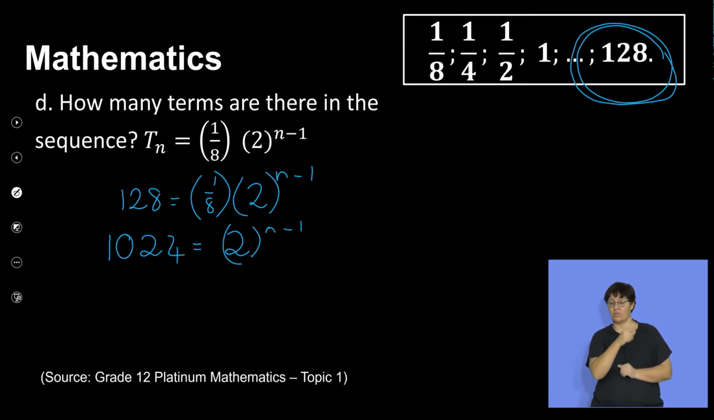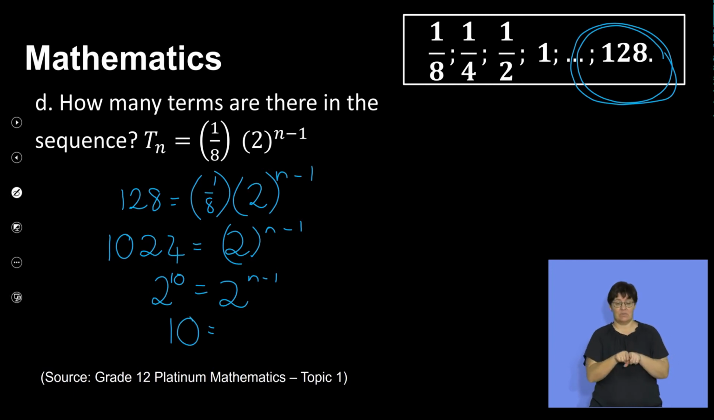I'm going to ask you all to use your calculators to find the prime factors of 1,024, and I'm hoping that everyone will get 2 to the power of 10. So now if I'm solving this exponential equation, I can drop my bases, which means that 10 will be equal to n minus 1. If I move this negative 1 over, I'm going to have 11 is equal to n, which means that there are 11 terms in this sequence.